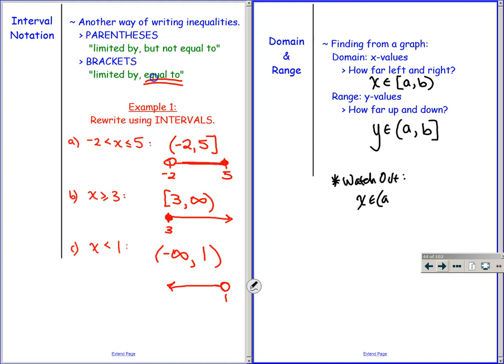X is within A to B, right? If I have two parentheses, because any other time, you guys should realize that's not an ordered pair. Something's weird, there's a bracket. But this one, I have to be careful. It is not an ordered pair. Why?